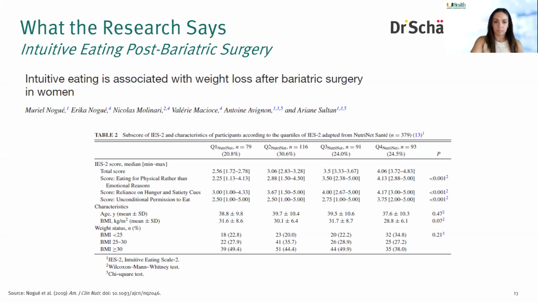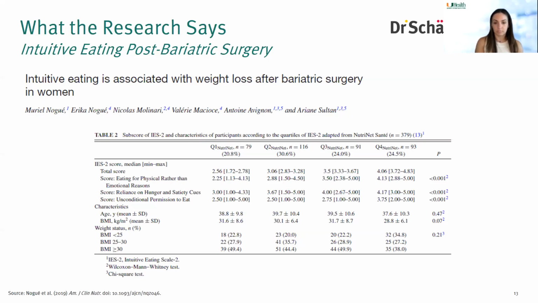So they found that the association between total IES-2 score and the relative change in BMI was significant, with a relative BMI loss of 2.6% for each 1 point increase in the IES-2 score after adjusting for elapsed time since surgery and type of surgery. And that's on this table here.